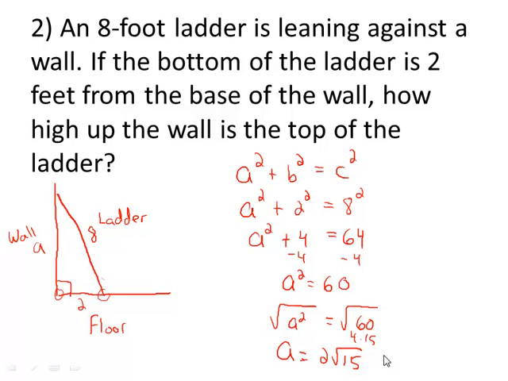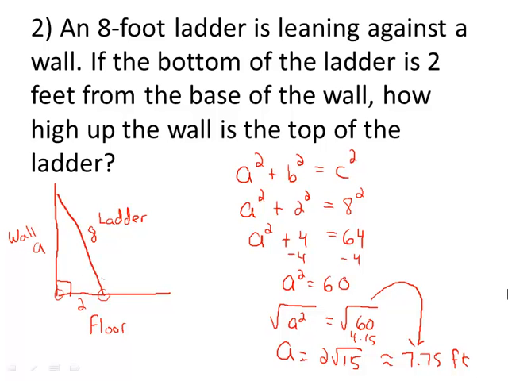And we can approximate this. Let's round this to the nearest hundredth of a foot. That's 7.75 feet. As I mentioned in a prior video, if you're going to use the calculator anyway, you could have done it right from here. The square root of 60 is approximately 7.75.